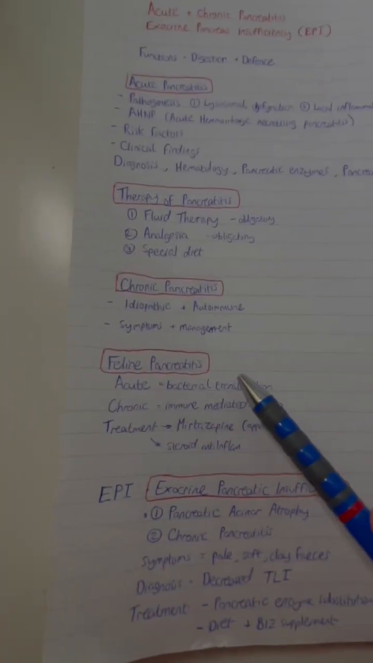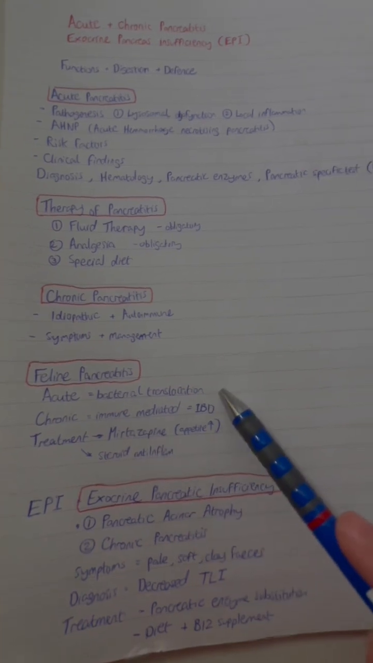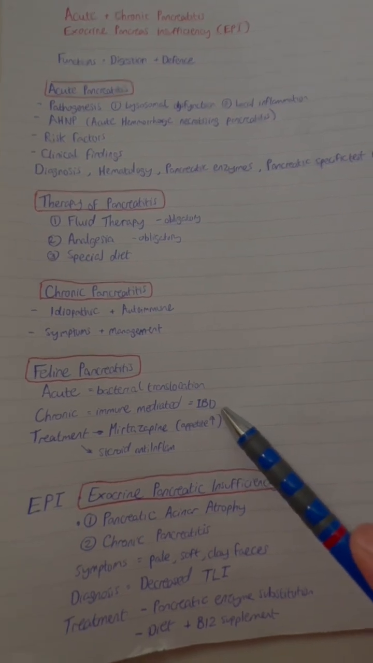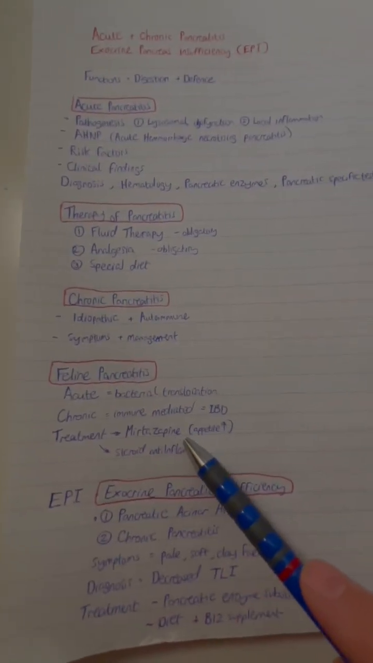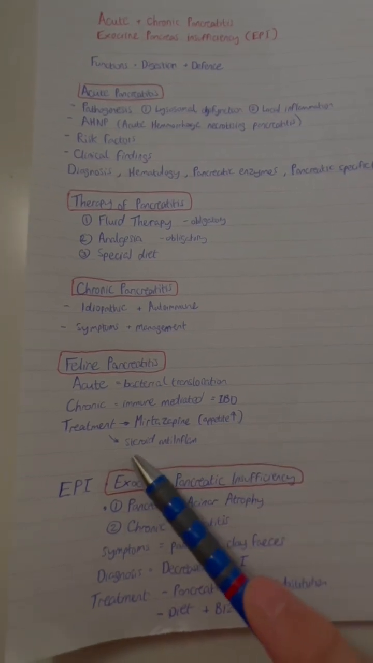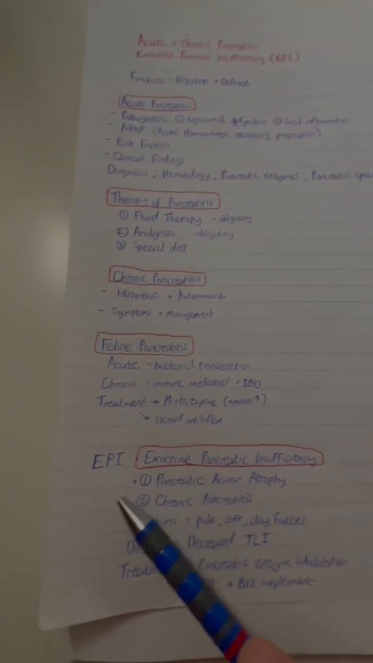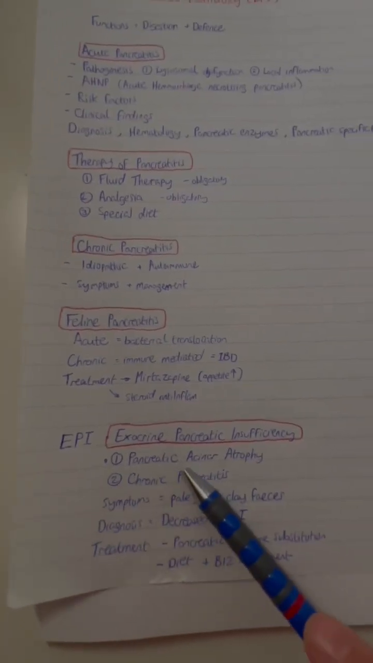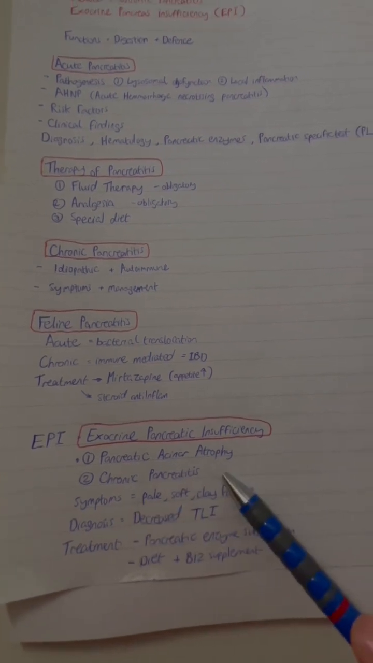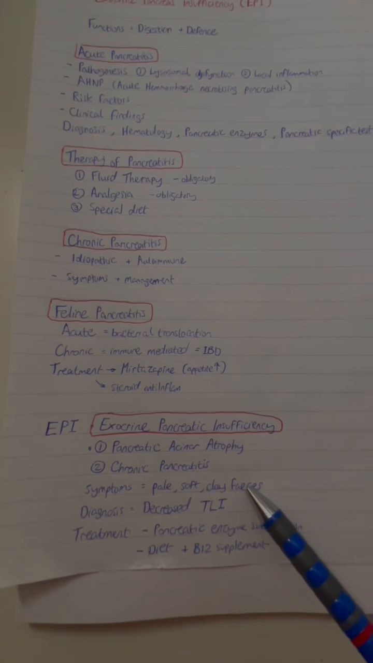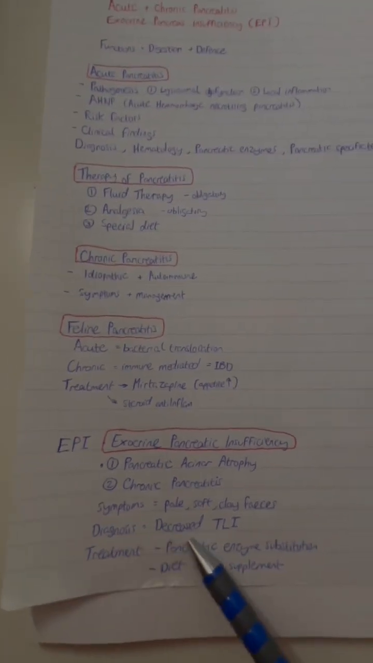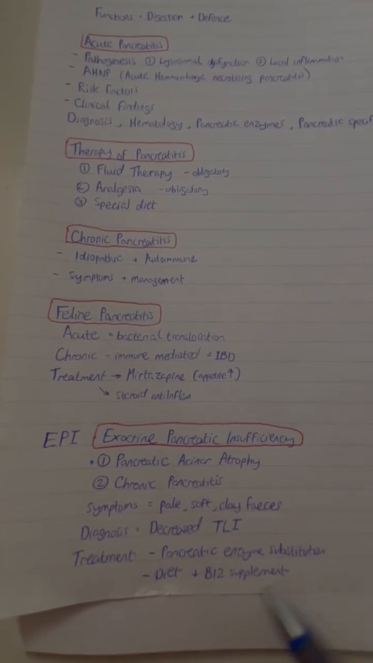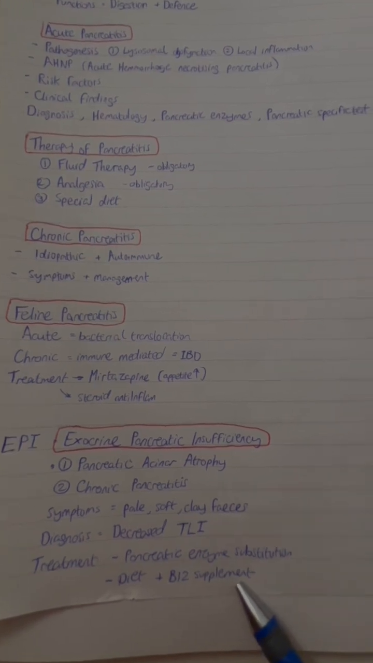And in feline pancreatitis, in acute cases, it's caused by bacterial translocation. In chronic cases, it's caused by immune-mediated from IBD. And the treatment is mirtazapine, which is used to increase appetite, and steroid anti-inflammatories. And EPI, exocrine pancreatic insufficiency. It can be pancreatic acinar atrophy or chronic pancreatitis. The symptoms are pale, soft clay feces, and the diagnosis is decreased TLI. And the treatment is pancreatic enzyme substitution and special diet with B12 supplementation.